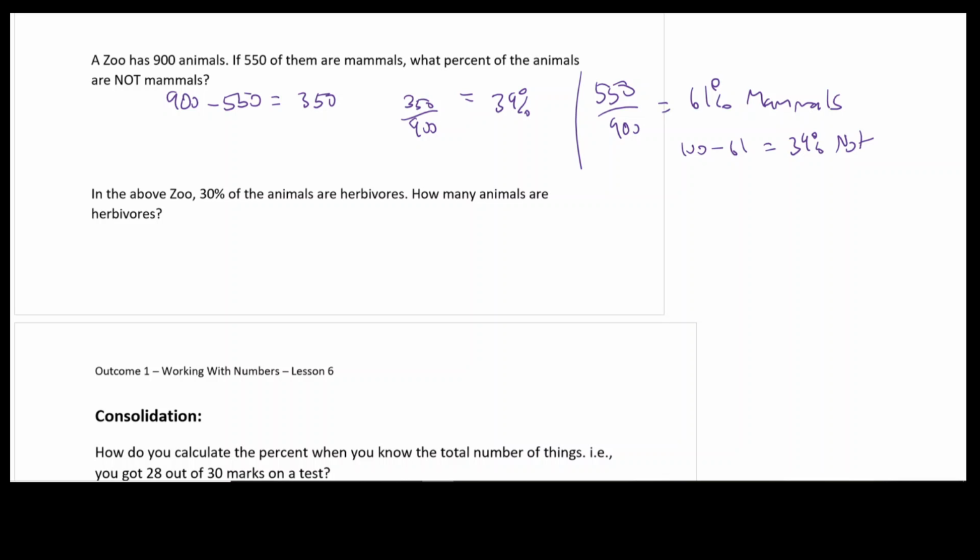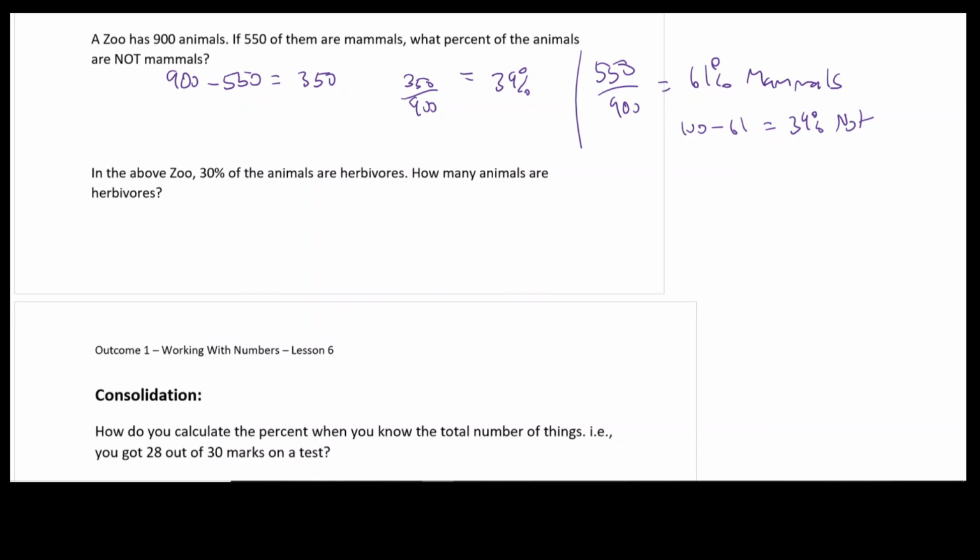And so that's how we do calculations where you know a part and a total and you get the percentage. In this last one, you know the total. There's a total of 900 animals in the zoo. You know the percentage, and we're going to get the part. So 30% of the animals are herbivores. Same zoo, so we got 900 total animals.